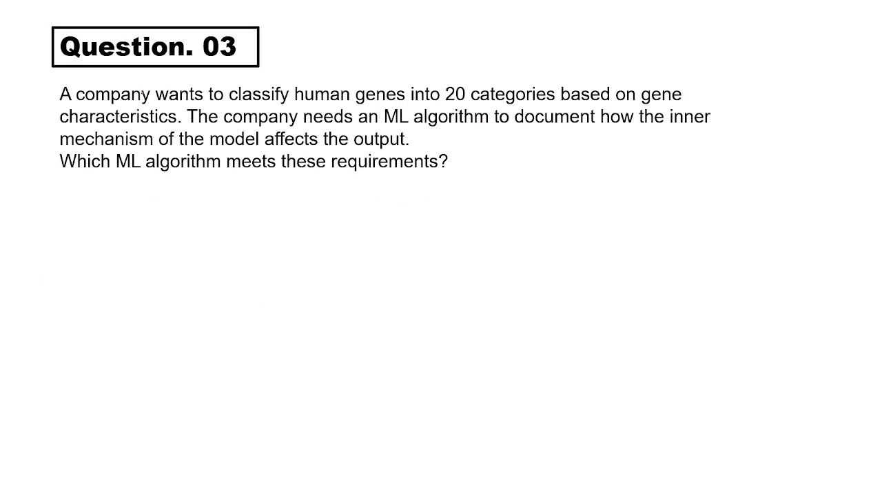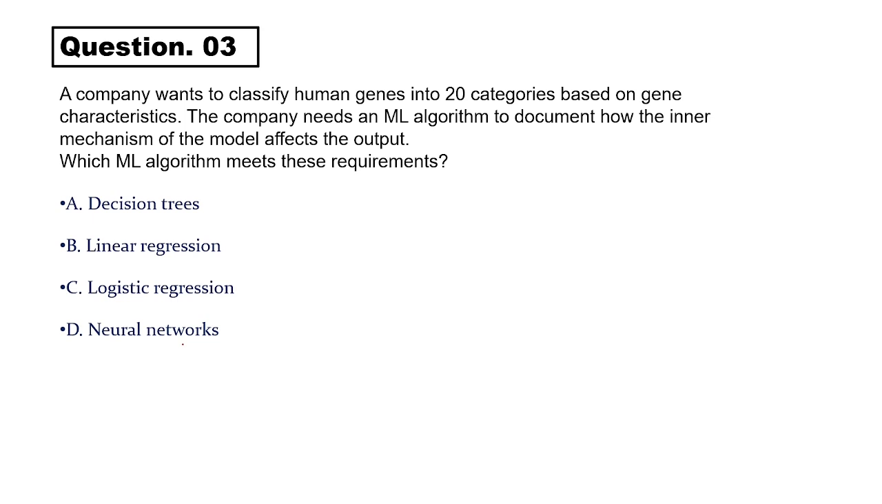Now question number 3. A company wants to classify human genes into 20 categories based on the gene characteristics. The company needs an ML model to document how the inner mechanism of the model affects the output. Which ML algorithm meets these requirements? Here are the options. Option A, decision tree. Option B, linear regression. Option C, logistic regression. Option D, neural network. So again, take your time to guess the correct one.